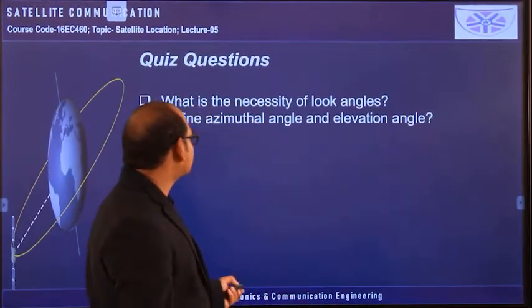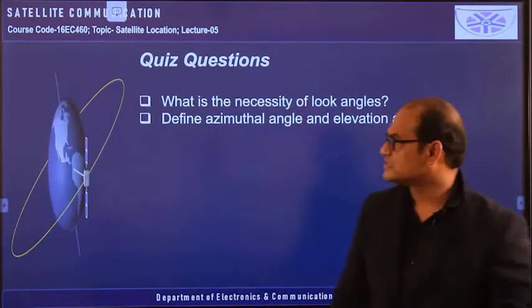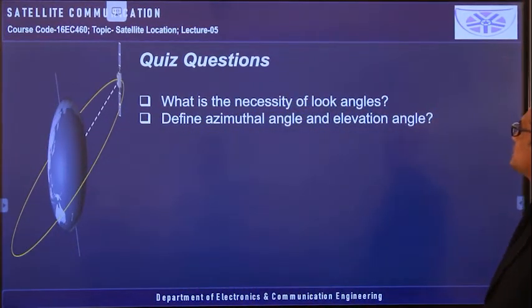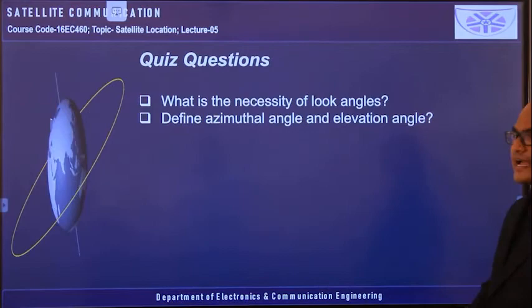And these are the quiz questions based on this lecture. You can answer these questions. What is the necessity of the look angles, and define azimuthal angle and elevation angle?